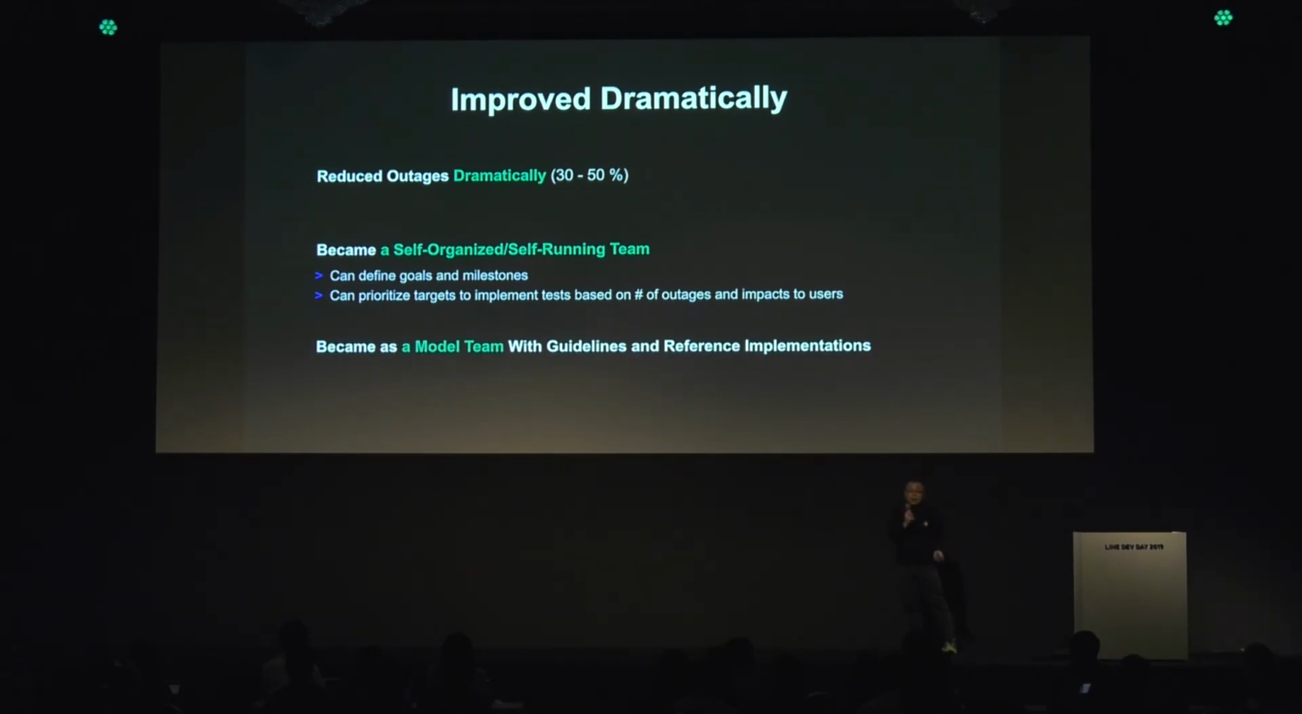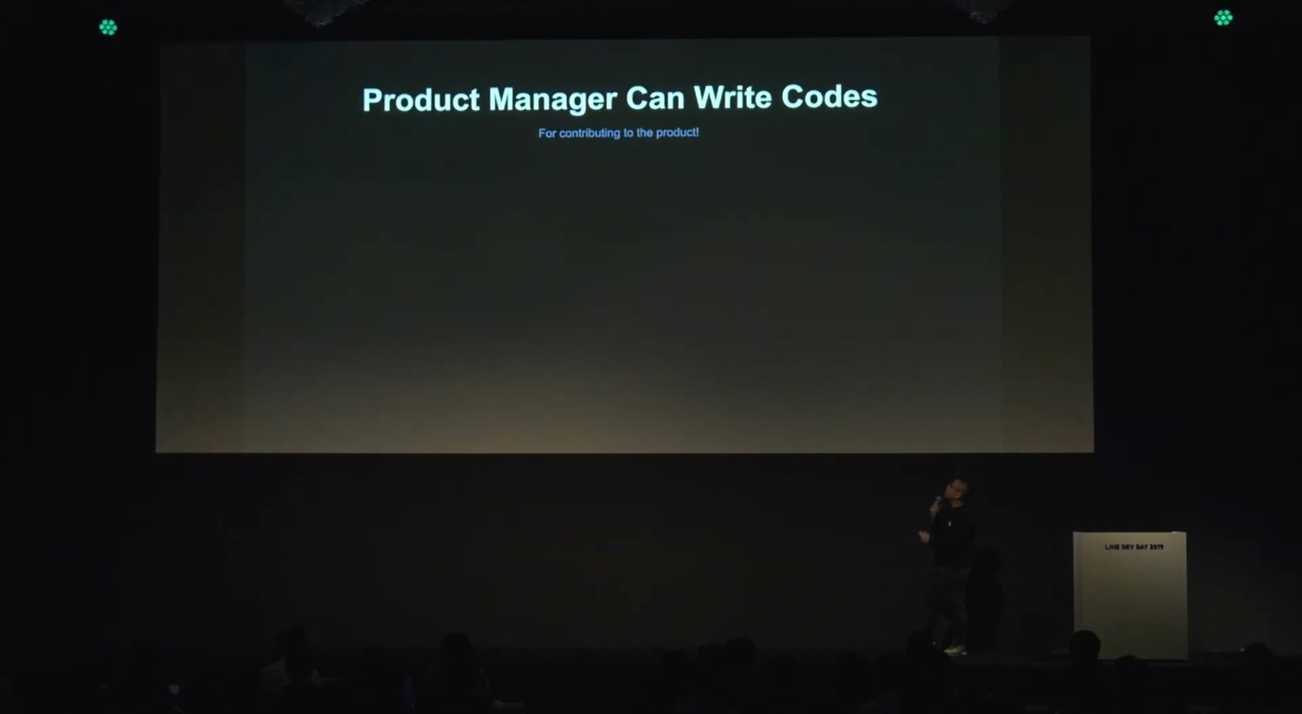And what this channel gateway team did is actually become the model team for others. They became the guideline. And the measures and programs and test codes that they are creating became the reference implementations. So this team became the model team for others. So we saw such dramatic improvements.